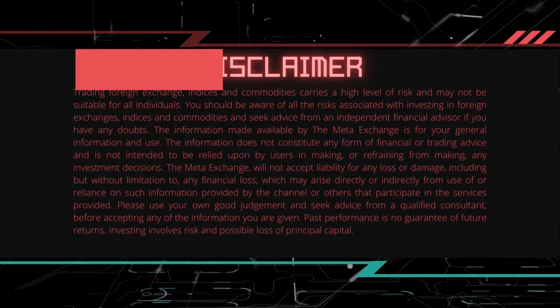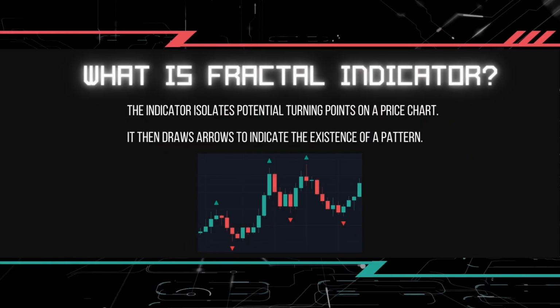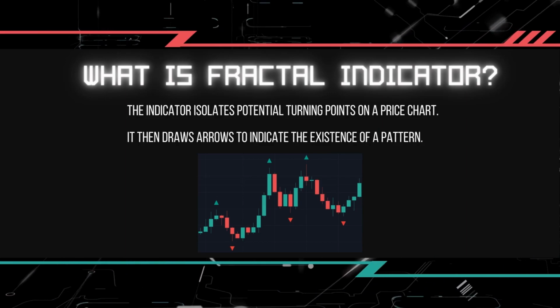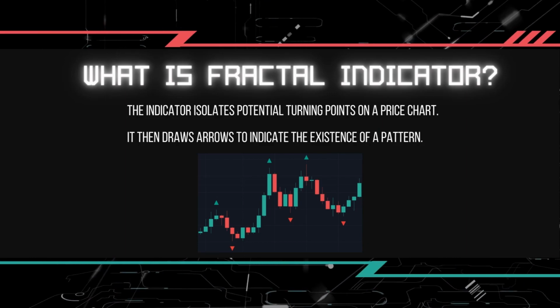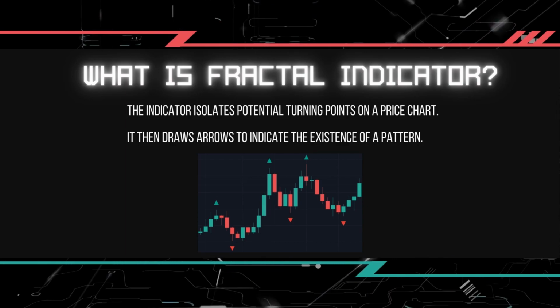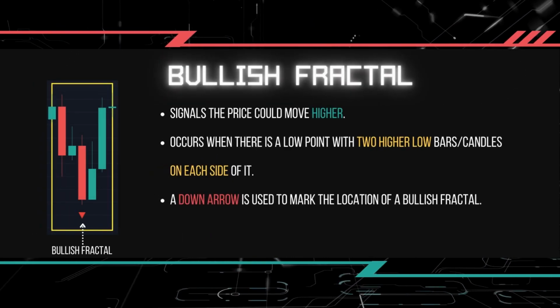Before we begin on the strategy, let us do a quick explanation on what the Williams Fractal indicator is and how it is being used in Forex. The indicator isolates potential turning points on a price chart. It then draws arrows to indicate the existence of a pattern. The bullish fractal pattern signals the price could move higher.